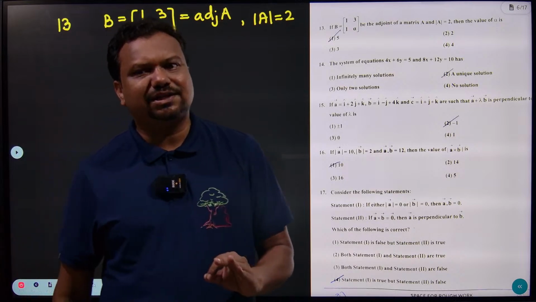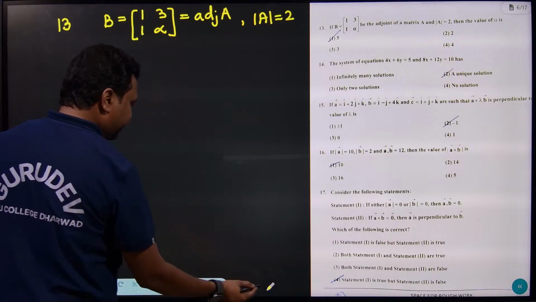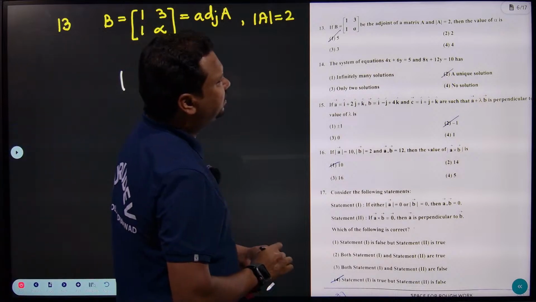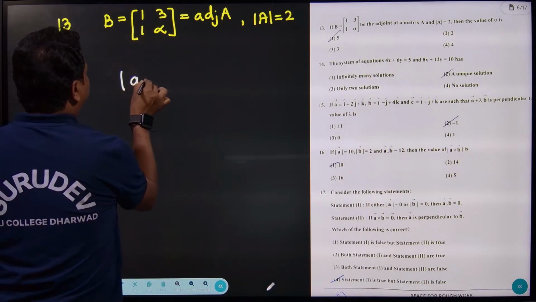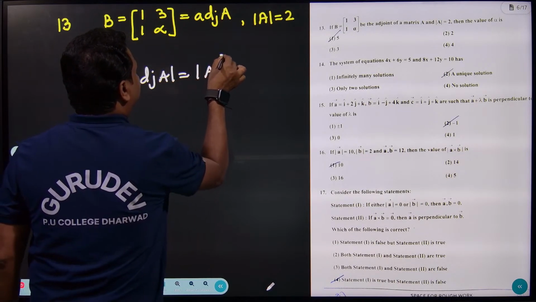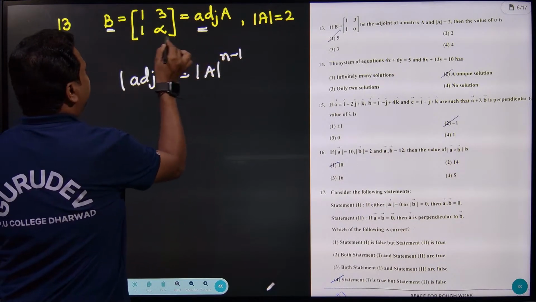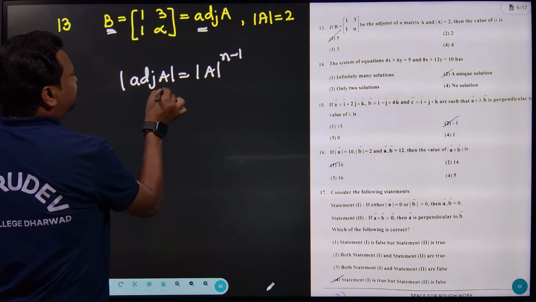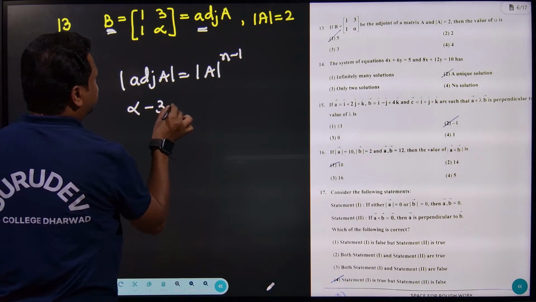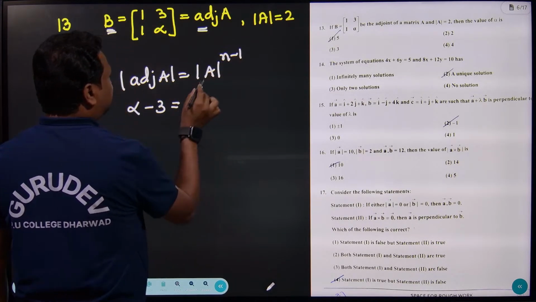Clear. So let us understand, my dear students, what is the relationship between determinant of A and adjoint of A? Do you remember? Yes, we have a standard identity. Determinant of adjoint of A is equal to determinant of A to the power n minus 1, where n becomes the order of the matrix. Of course, B is of the order 2 here. Therefore, determinant of B is 1 into alpha minus 1 into 3, which should be equal to determinant of A to the power n minus 1, that is 2 minus 1, which is 1, so 2 to the power 1.